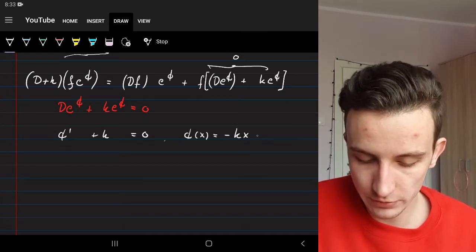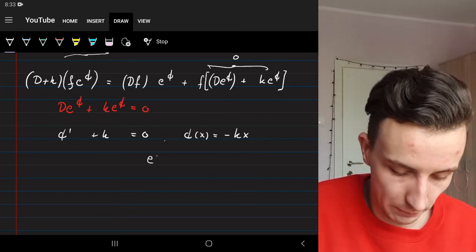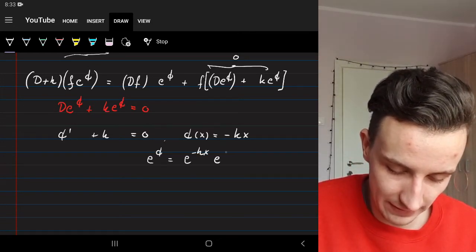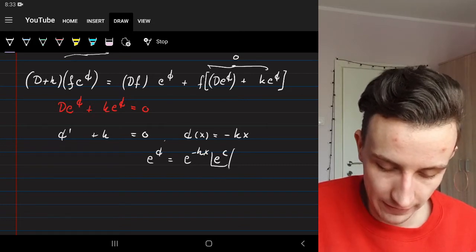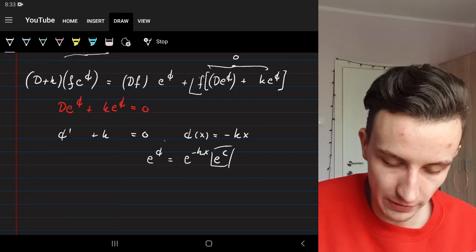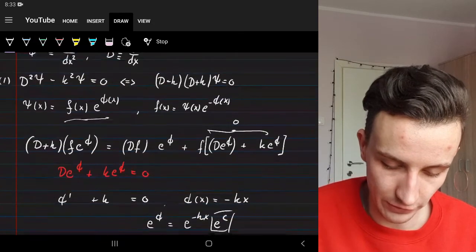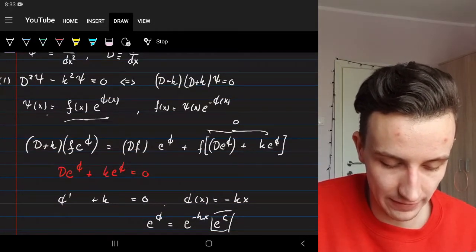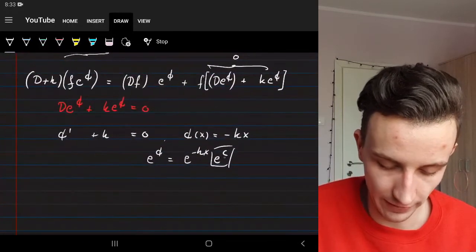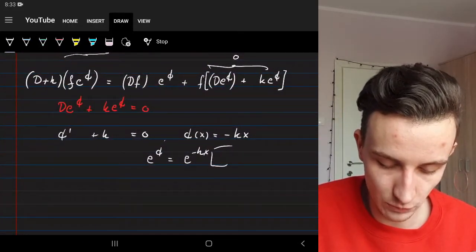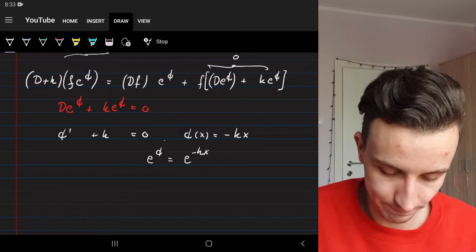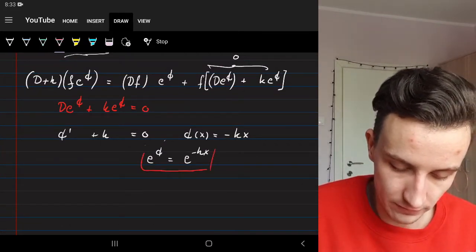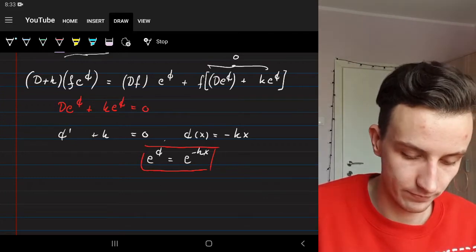Now I could include plus c, but please notice that e to the phi would then be e to the minus kx times e to the c. And this e to the c can just be included in f in the definition. Psi is f times e to the phi, so the e to the c would just be absorbed into the f. So we can hold on to this.